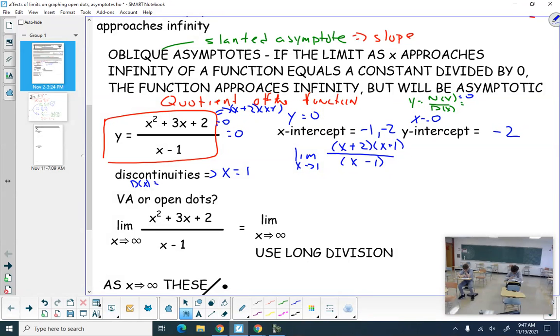Can we factor and cancel some? Can we remove the discontinuity? No, we can't, because we can't cancel out the x minus 1s. So the discontinuity is unremovable. If we have a discontinuity that's unremovable, what do we have, an open dot or a vertical asymptote? We have a vertical asymptote. So we have a vertical asymptote at x equal to 1.